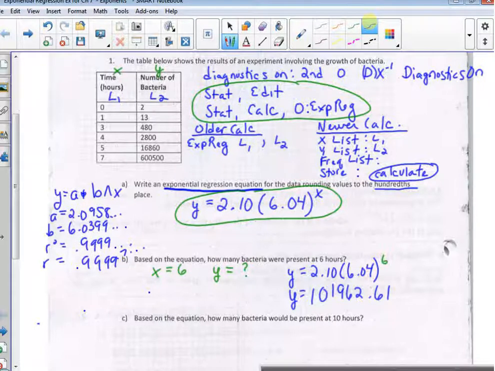So that would be 101,962.61 bacteria present. All right, so hold on a second. Yep, I just double checked on my calculator.